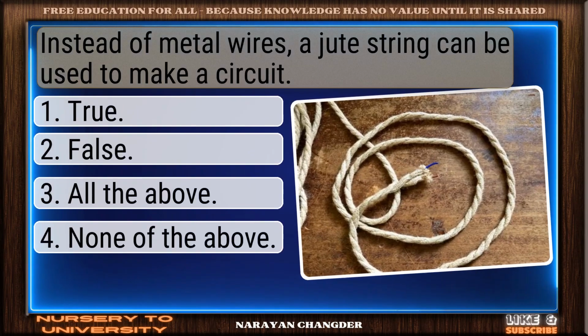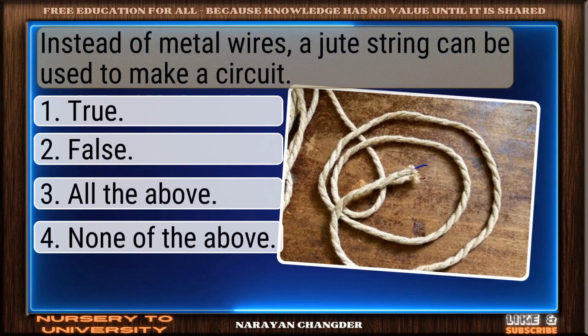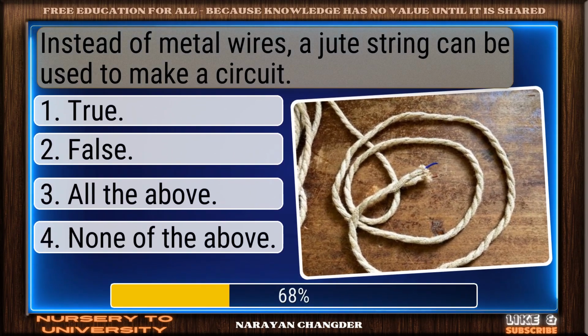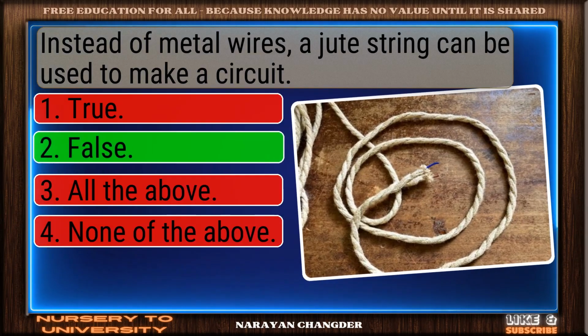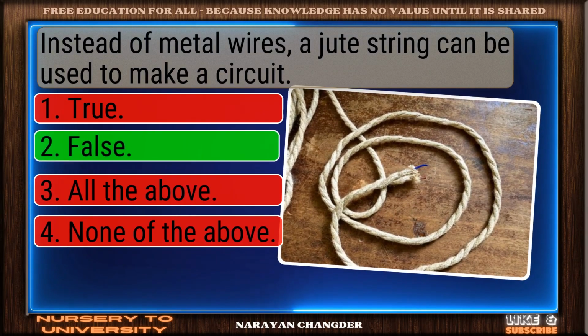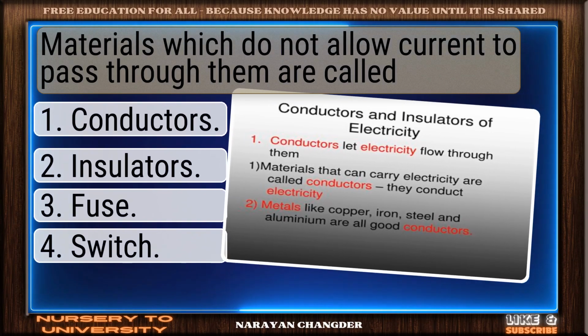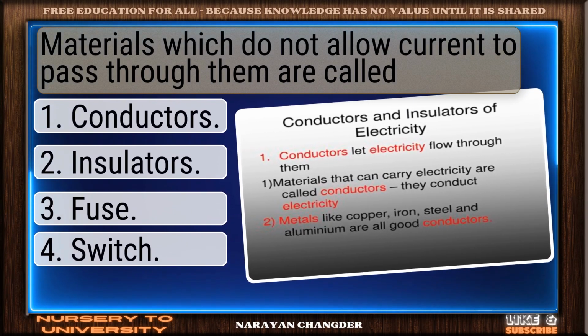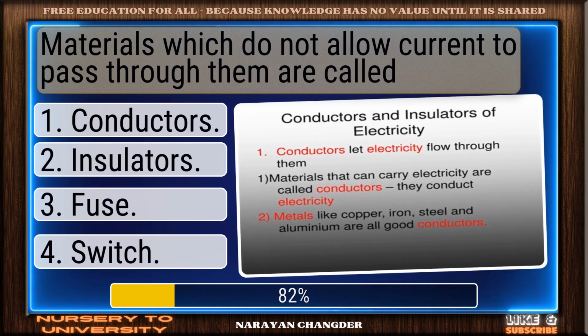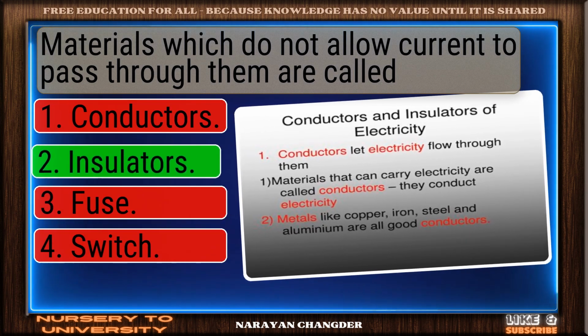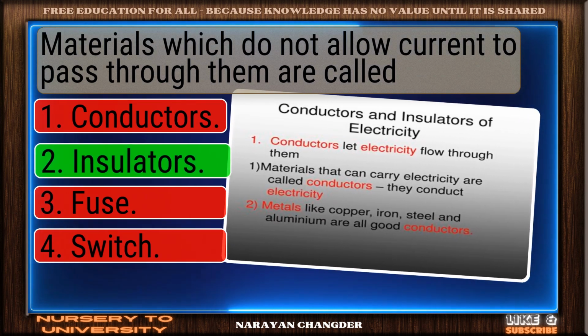Instead of metal wires, a jute string can be used to make a circuit. Well reasoned. False is the correct choice. Materials which do not allow current to pass through them are called... Perfect. Insulators is the correct choice.